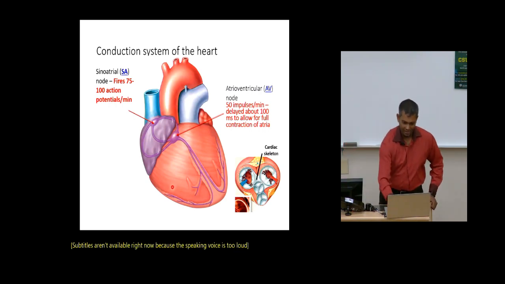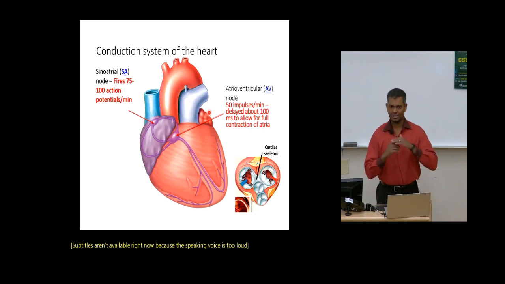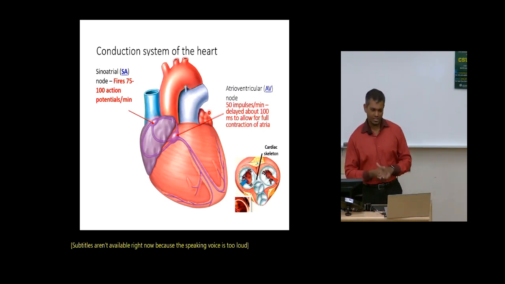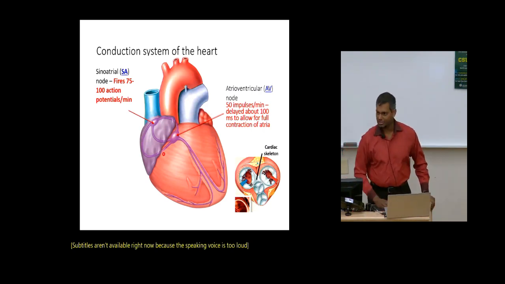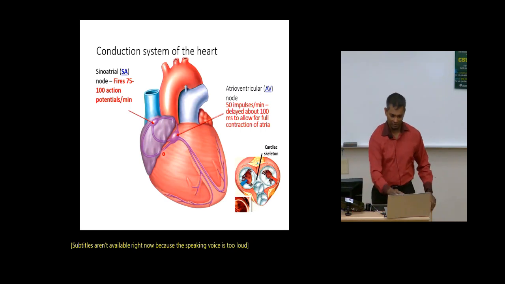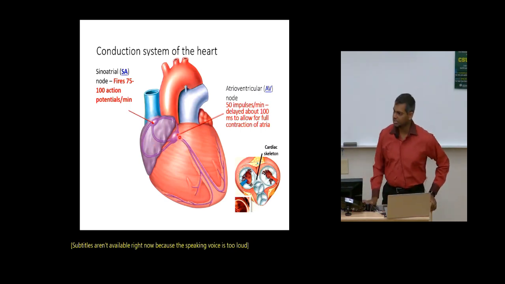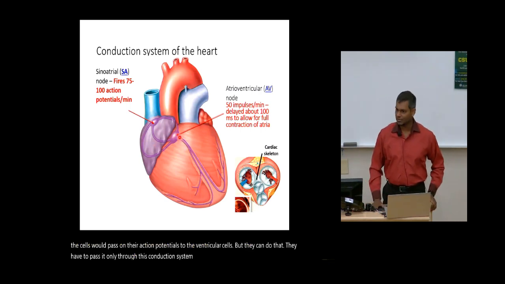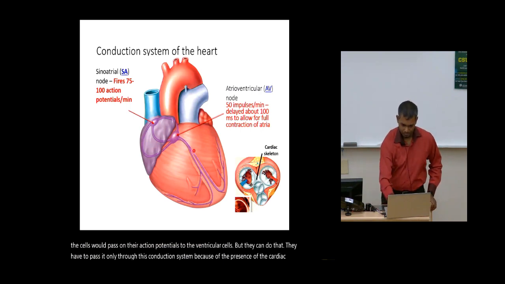Now if this cardiac skeleton was not dividing the atria and the ventricles, then the atrial cells could pass on their action potentials to the ventricular cells. But they can't do that. We have to pass it only through this conduction system because of the presence of the cardiac skeleton.